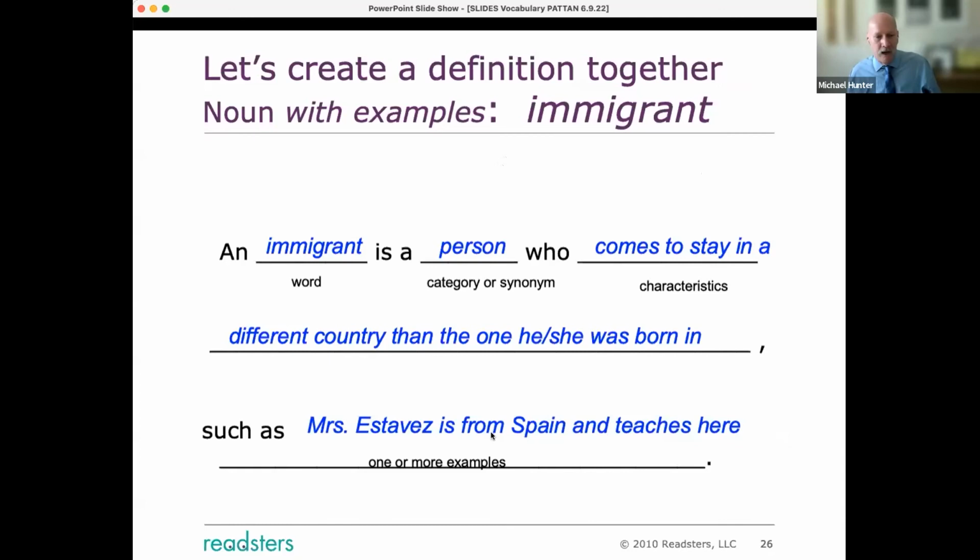We put in Mrs. Estevez is from Spain, and she teaches here. Another example might be if you were reading about immigrants, you could pick out some of the immigrants from the context that we're using this word in, the text you were reading. So such as the immigrants who came from Ireland during the potato famine, if that's what you happen to be reading about. So there's an example that goes back to the text that the students are learning from.